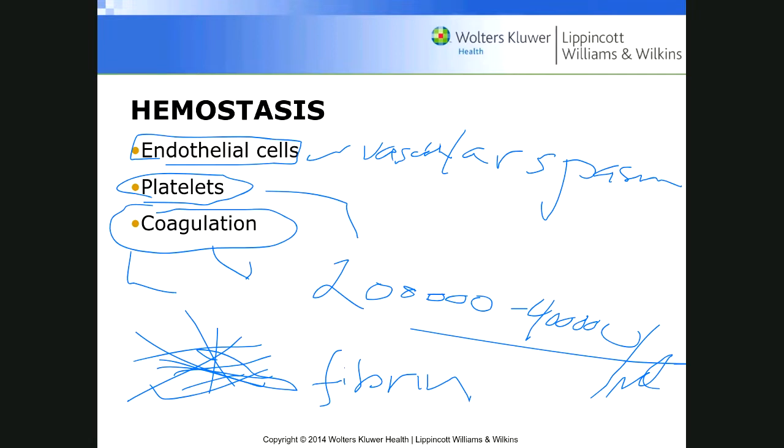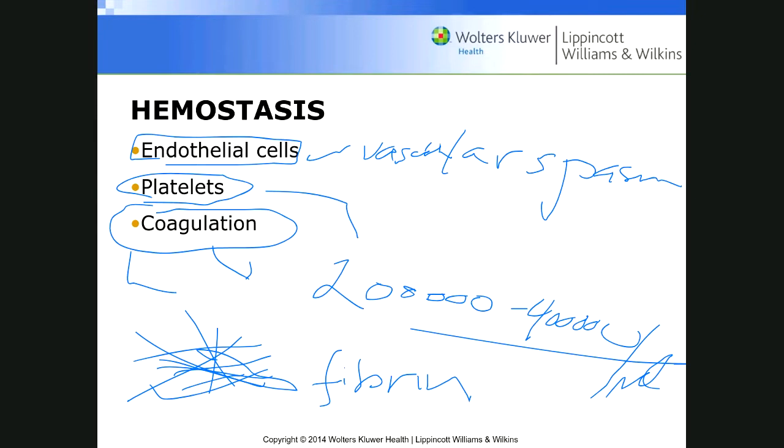When we talk about the intrinsic factors, the intrinsic pathway requires factors that are already in the blood themselves, hence the name intrinsic. It takes longer to activate, between a minute and a half to 2 minutes.